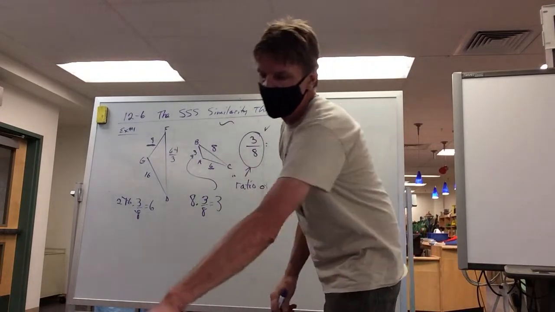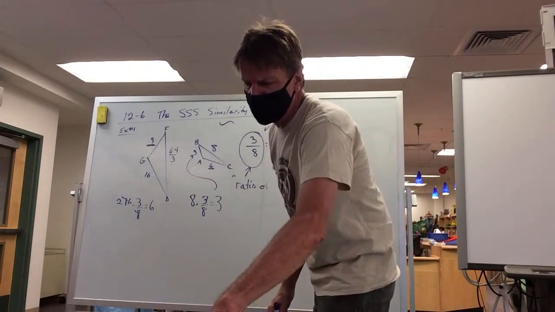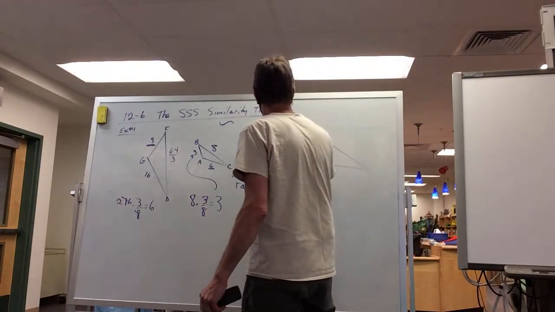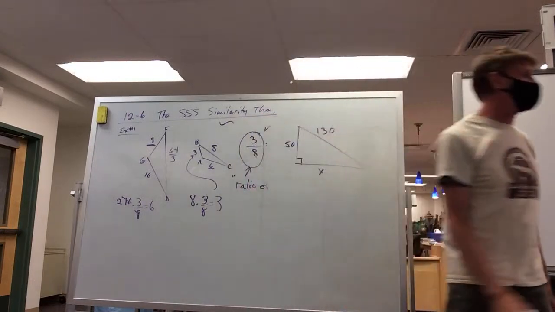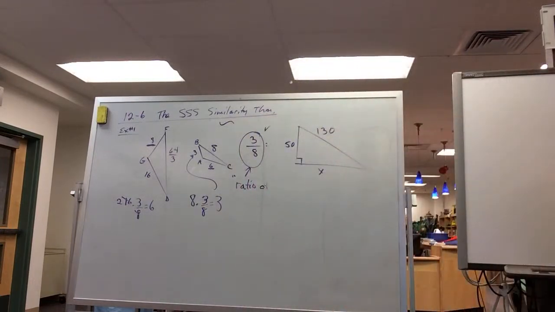So another problem, they give us a right triangle like this. And they ask us to find length x. So what might you do to find that value of x? You can use the Pythagorean theorem. You could use a Pythagorean. Yeah. And you could also do this.